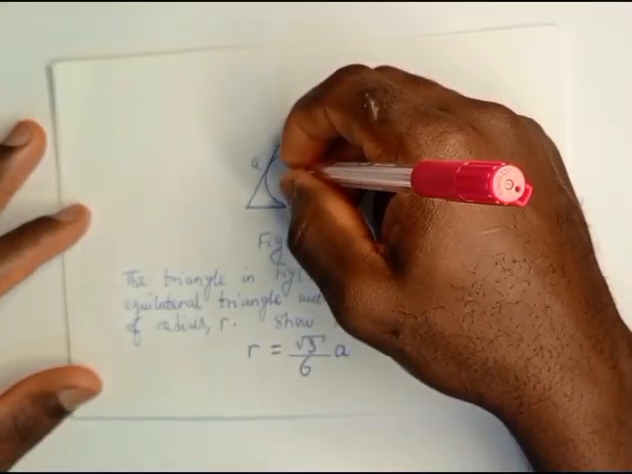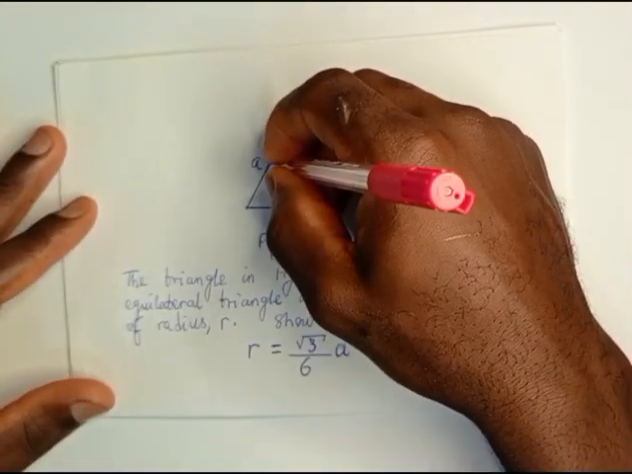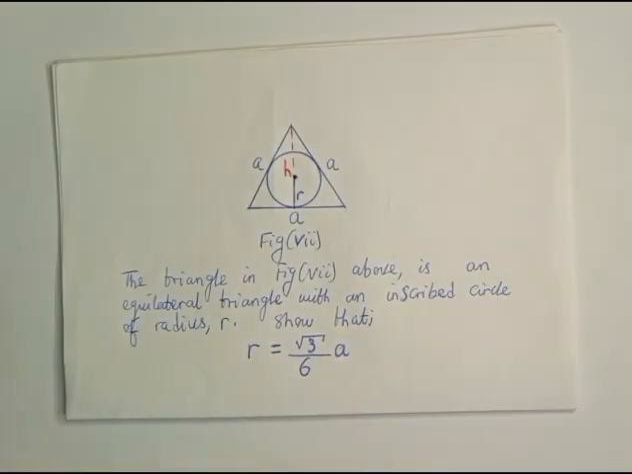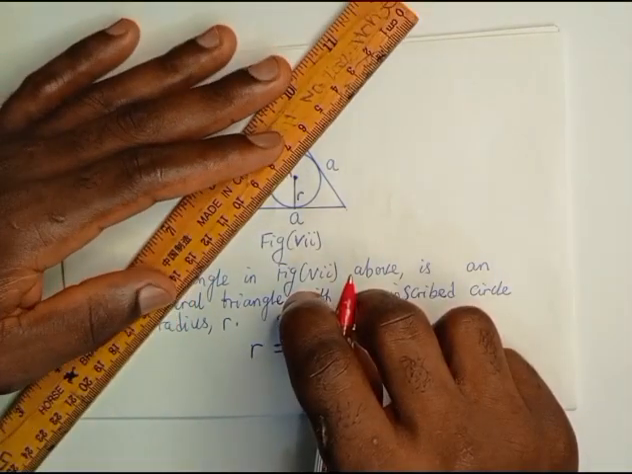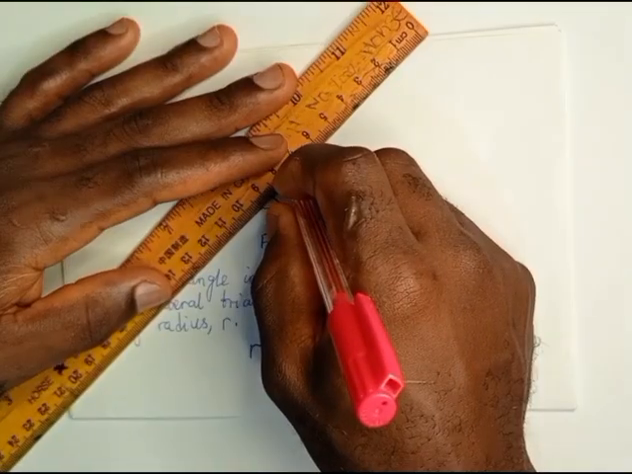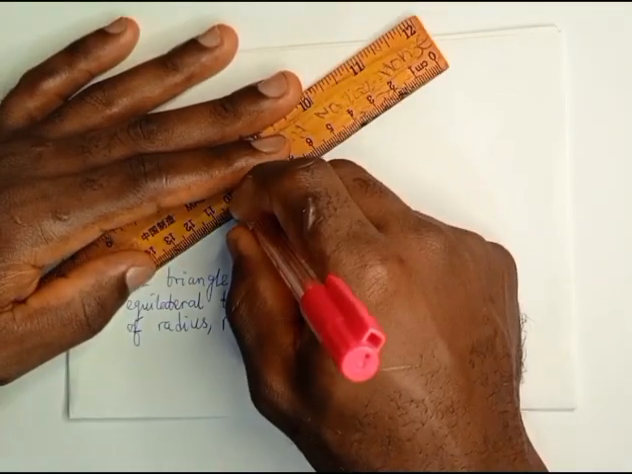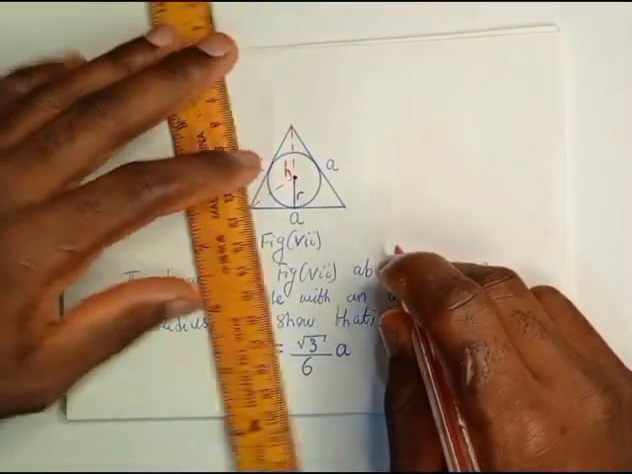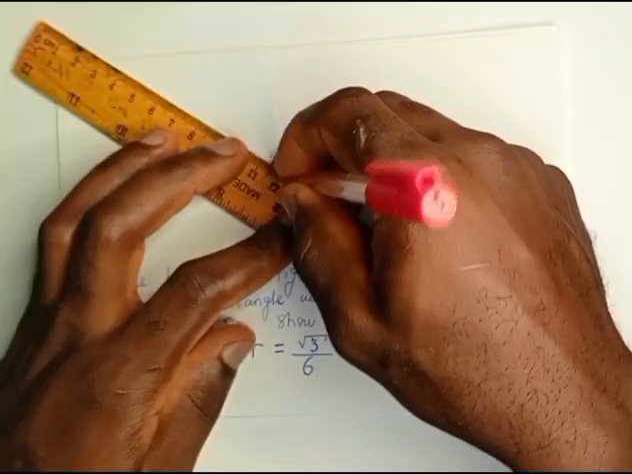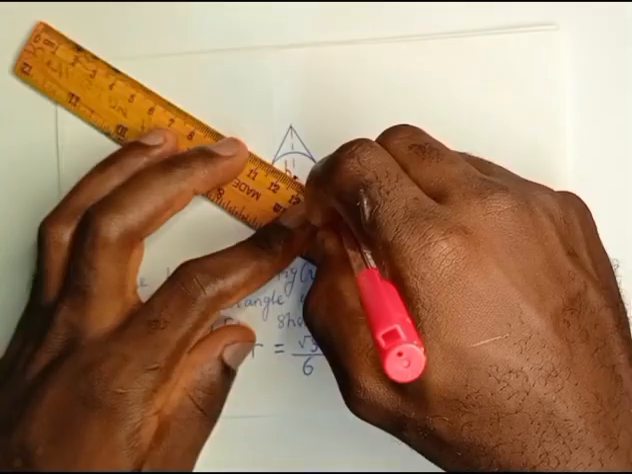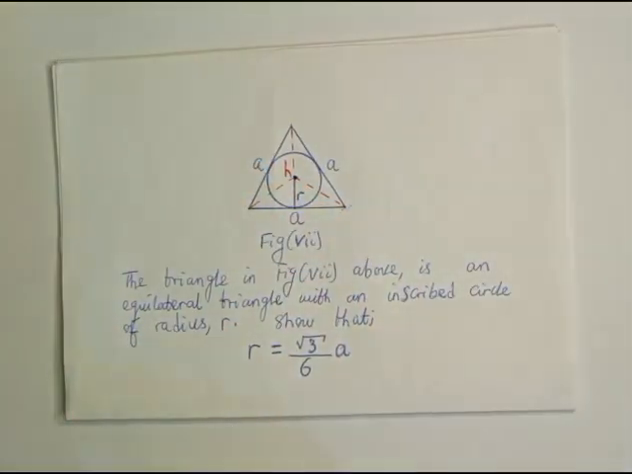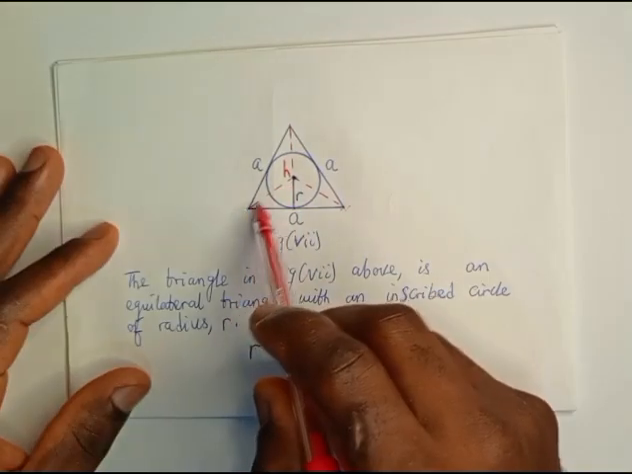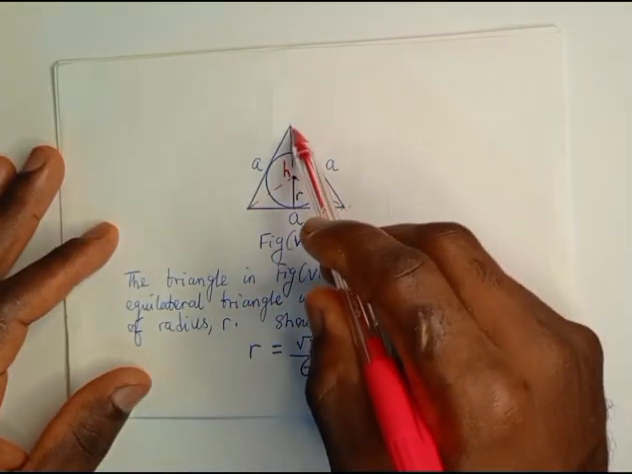Then we are going to assume that this perpendicular is of height h. Then we are going to break this into three triangles. You can see we have triangle 1, triangle 2, triangle 3.